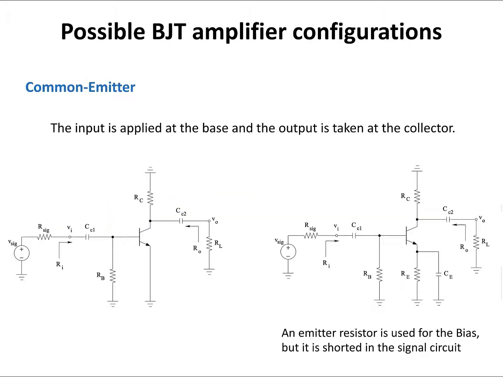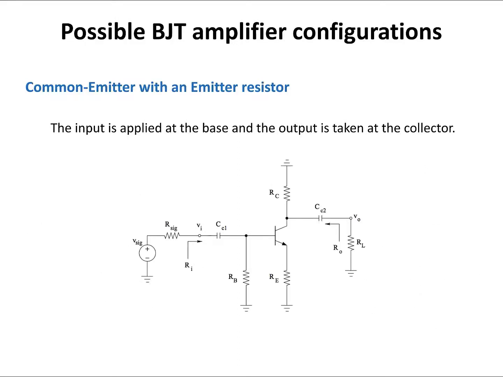In a common emitter configuration, the input is applied at the base and the output is taken at the collector. If you look at these two circuits, the input is applied to the base of the BJT and the output is taken from the collector node of the amplifier. In the circuit on the right, there is a resistor connected to the emitter of the BJT amplifier, but it is used only for bias circuit. In the signal circuit, because the capacitor is short, that capacitor is going to short the RE. So in terms of signal circuit, both of these circuits are equivalent.